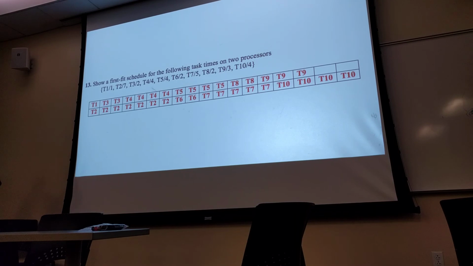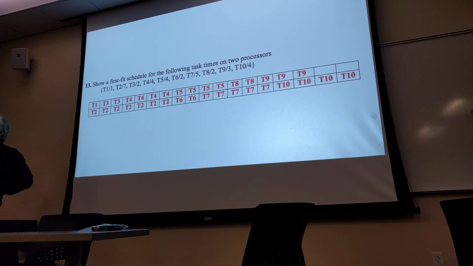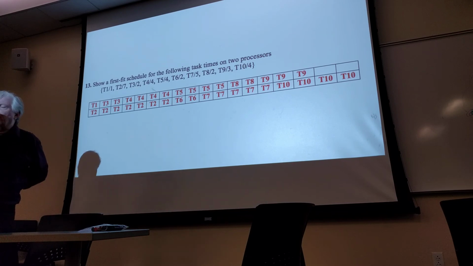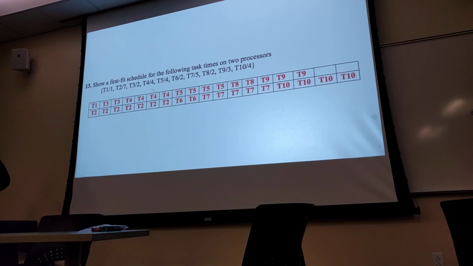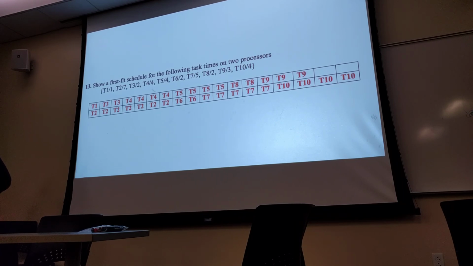This one is one where you're just doing what's called first fit or list scheduling. You're given a list, and what you have to do is follow the order of that list and always choose the processor that is free at that time. Now, if both processors are free, you pick the first one. So at the very beginning, I pick processor 1 and I put T1 on it. I put T2 on processor 2. Processor 1 finishes first, so I do T3 on it.